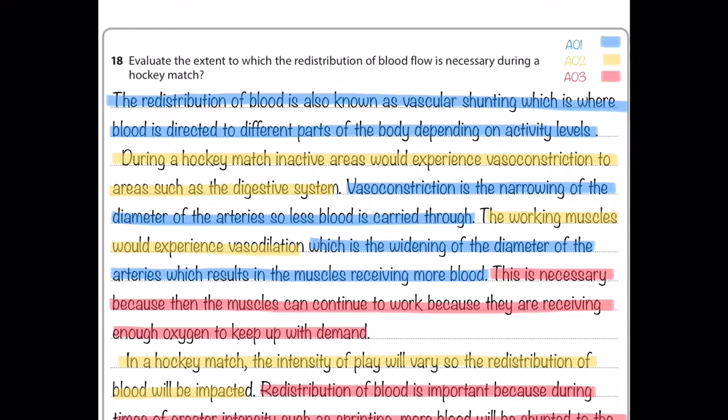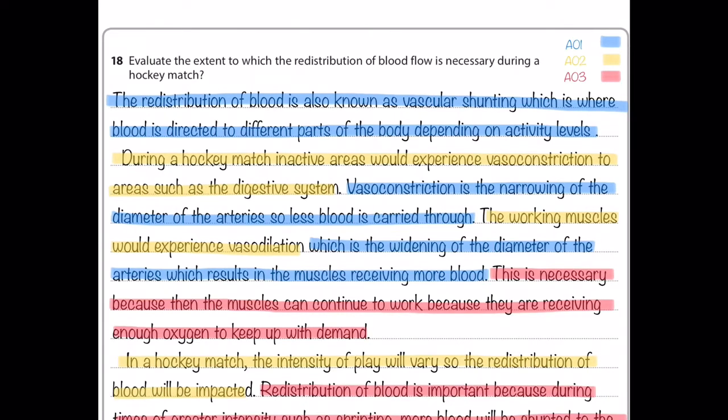The redistribution of blood is also known as vascular shunting, which is where the blood is directed to different parts of the body depending on activity levels. There's one AO1 mark. During a hockey match, inactive areas would experience vasoconstriction to areas such as the digestive system. That's because the digestive system does not need as much blood because it's not obviously active, and we want as much blood going to the muscles as we can, so that would be AO2.